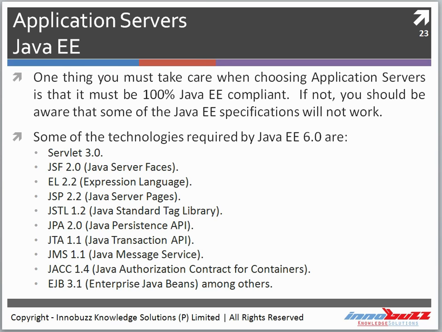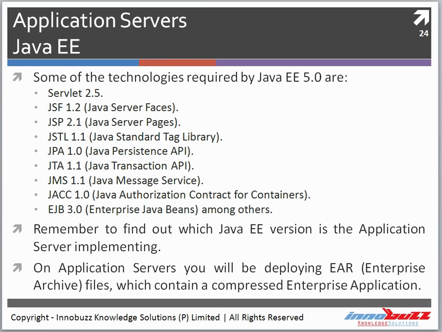Choosing an application server is not an easy task, but one of the first things that you should take care of is that the app server must be 100% Java EE compliant. If it's not, then you'll be missing some of the Java EE specifications. Here's the list of the Java EE 6.0 technologies. This is important because it will give you an idea of the things you can use for a specific technology.